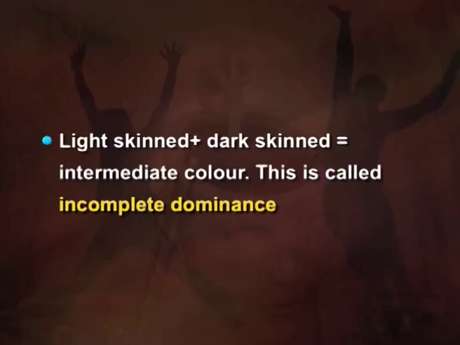The first possibility is that the combination of two dissimilar alleles will produce an outcome intermediate between the traits for which each single allele codes, that is, light-skinned plus dark-skinned gives rise to intermediate color. This is called incomplete dominance.